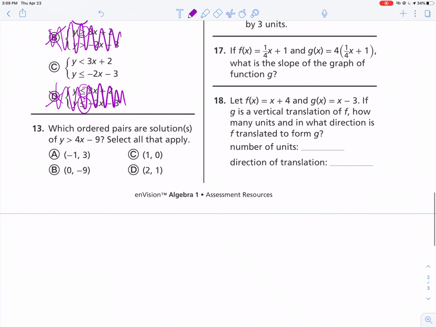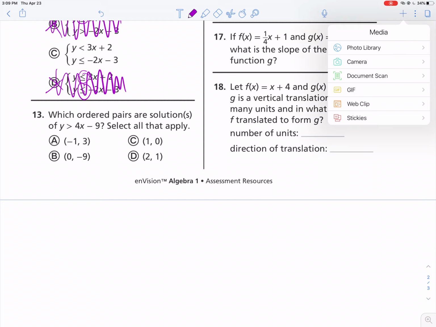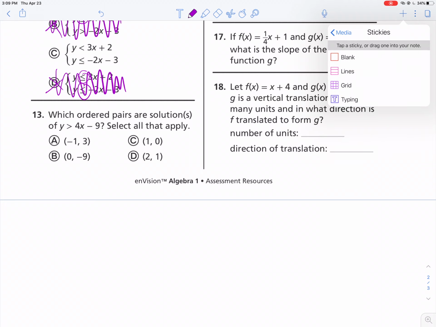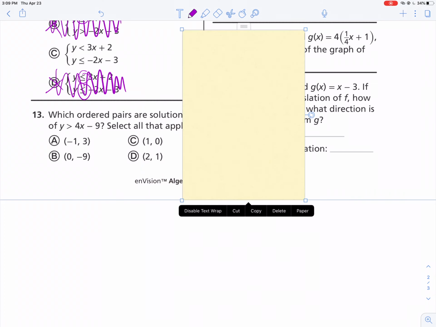Number 13, which ordered pairs are a solution? So you can graph this as well if you want. Or you can go through and do the algebra and plug them in and see which ones work. So I'm just going to sketch you a rough graph. It won't be super pretty, but hopefully we can read it.